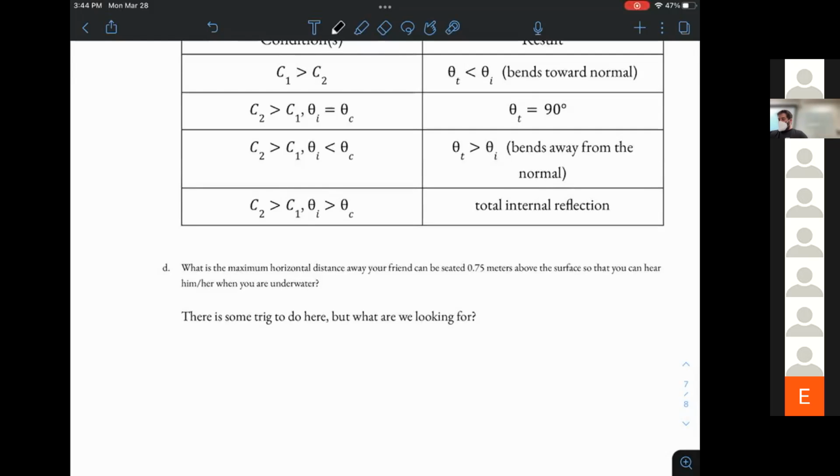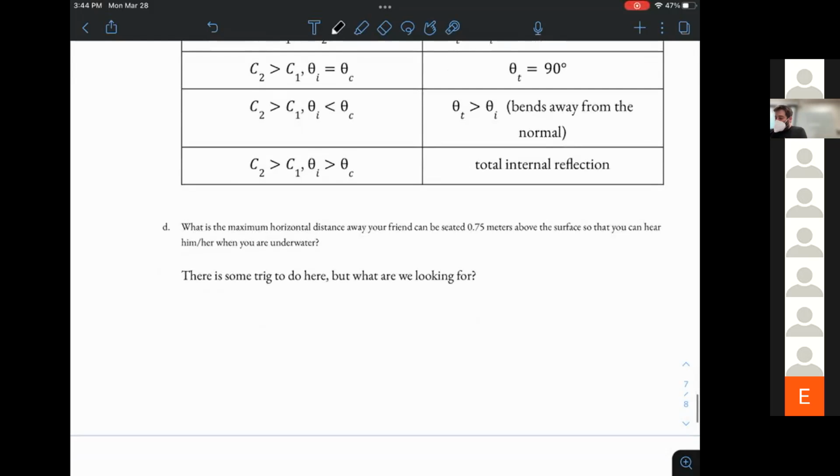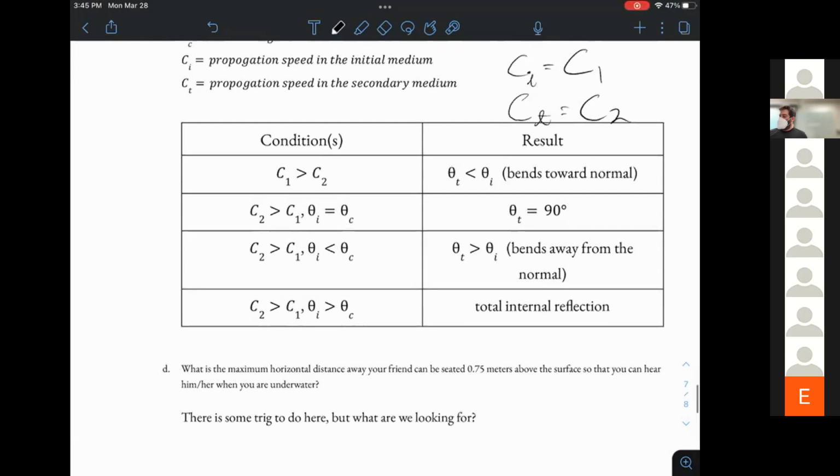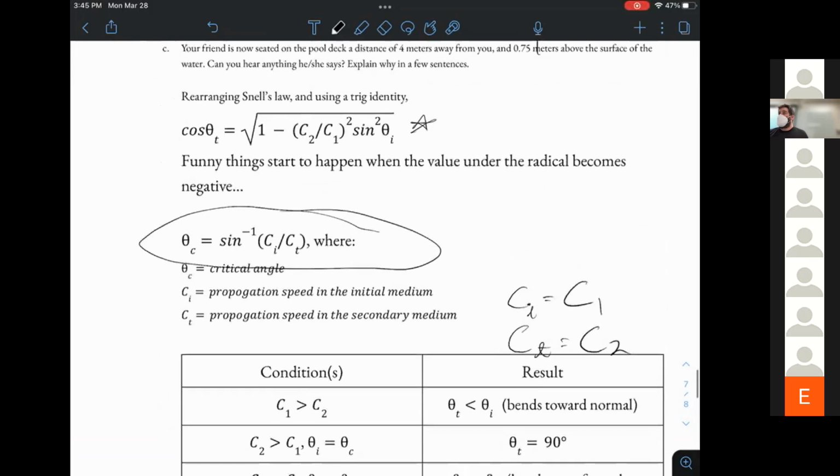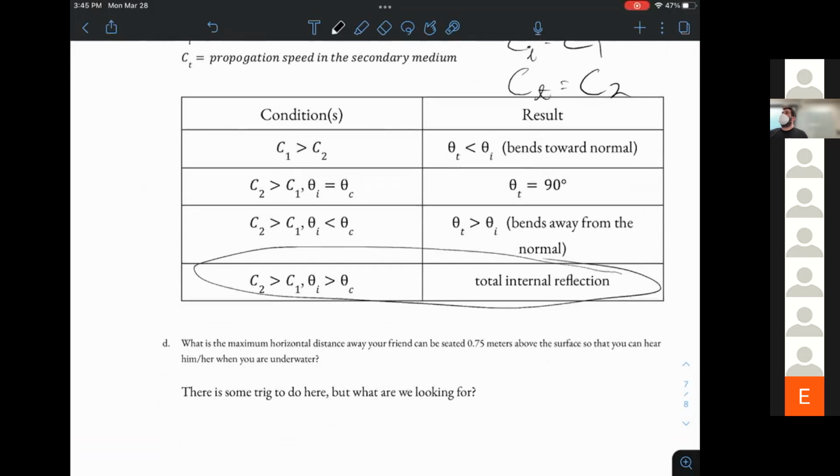Thank you. Okay. And then that leads us to the last one. What is the maximum horizontal distance away your friend can be seated 0.75 meters above the surface so you can hear him or her when you are underwater? So we know when we can't hear him or her, right? That is this case. So do a little trig and find out when that ceases to be true, right?